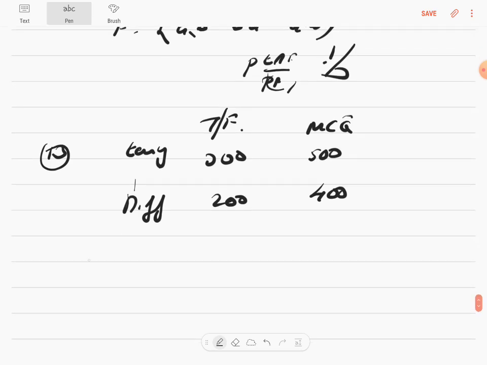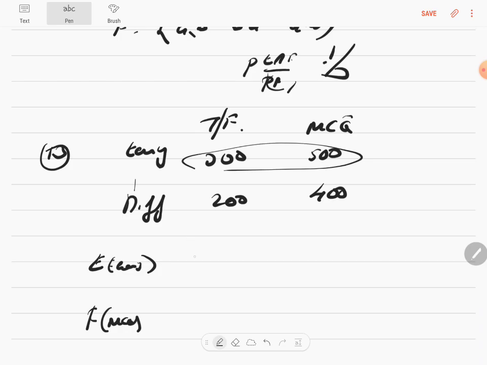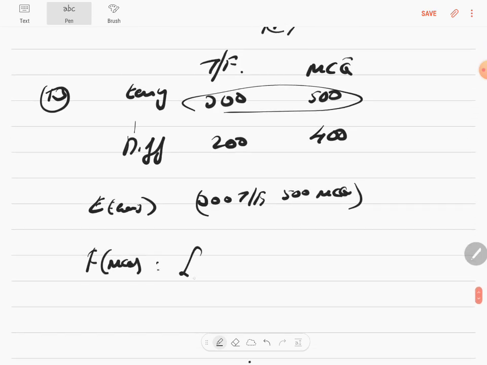What is the probability is always called E, easy question, given that it is a multiple choice question. This means only MCQ, this means only easy. What are the easy questions here? It's totally 300 true or false, and 500 MCQs are easy. Let's write F, which is only MCQ, which is 500 easy and 400 difficult.